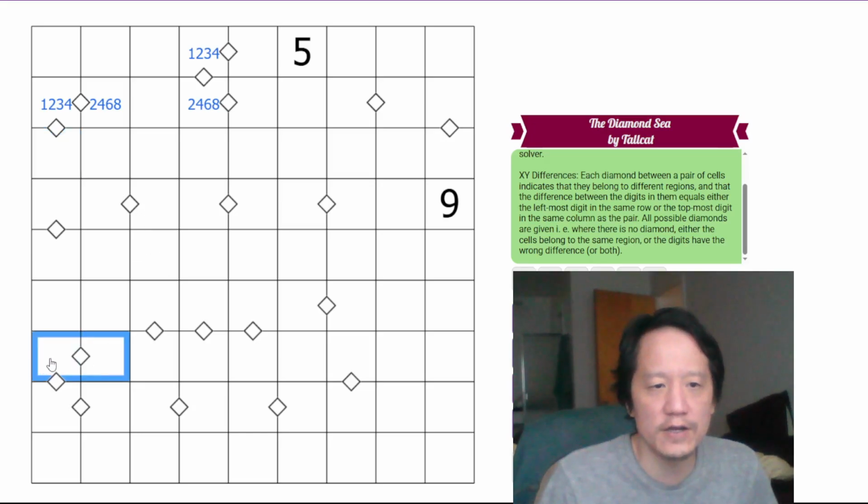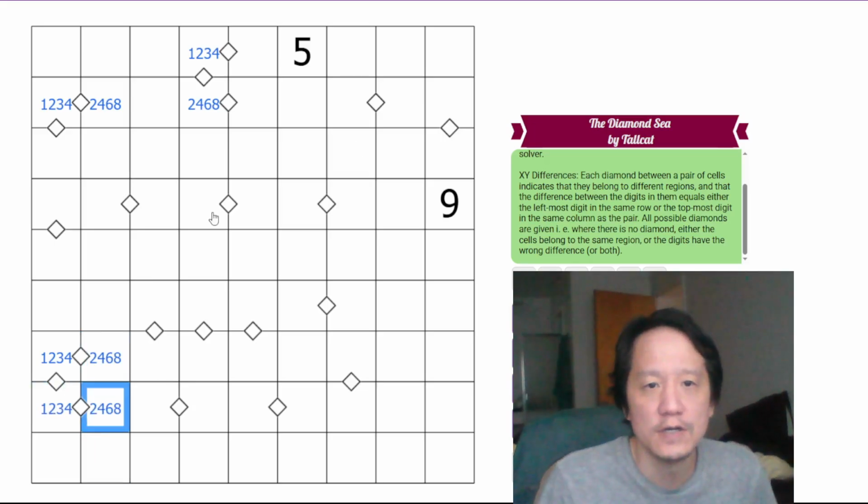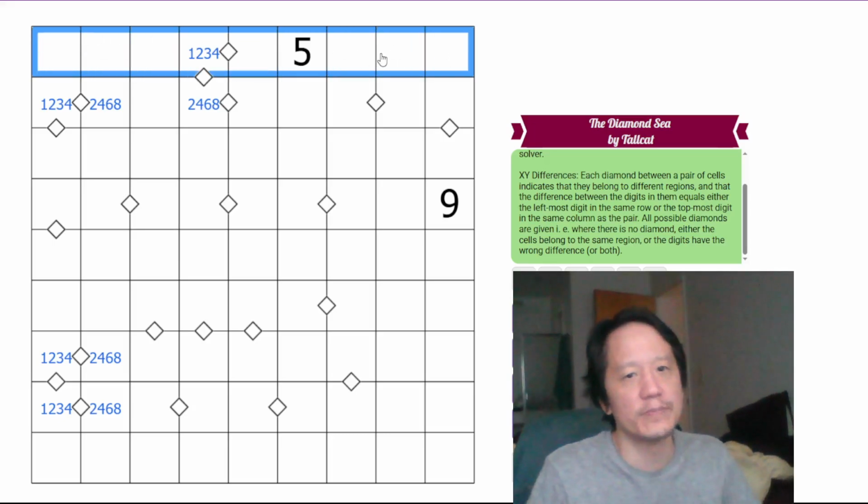Do we have anything else? Yes, these. 1 through 4, 2, 4, 6, 8. We don't have anything else in the topmost.